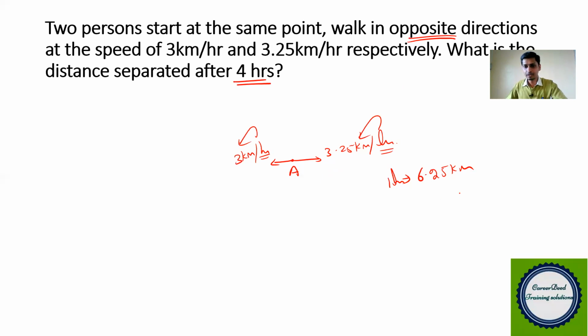This is our question, right? So 6.25 into 4 becomes your answer. 6 into 4 is 24, 0.25 into 4 is 1. So 24 plus 1 is 25 kilometers. So in 4 hours they will be separated by 25 kilometers, and this becomes your answer. Hope you understood the problem, right? Okay, now moving to next problem.